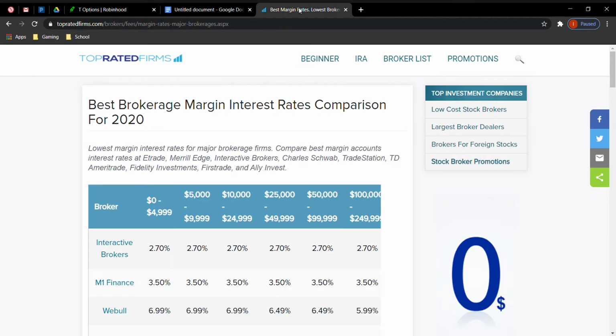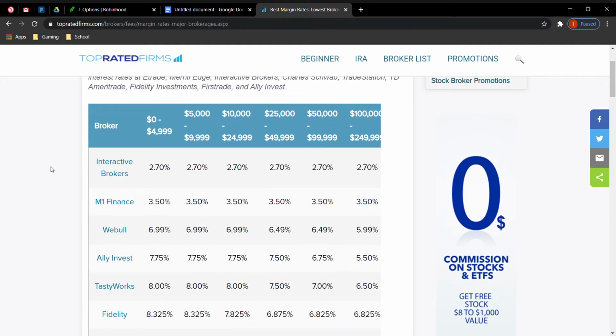If you look at the margin rates here, Interactive Brokers is a flat rate of 2.7%. M1 Finance is 3.5% flat rate, which is good, but I'm not really a fan of M1 Finance just because the trading times are a little bit less and you'd have to pay a premium to extend it to normal hours. I would say Webull would probably be the next one that I would like.